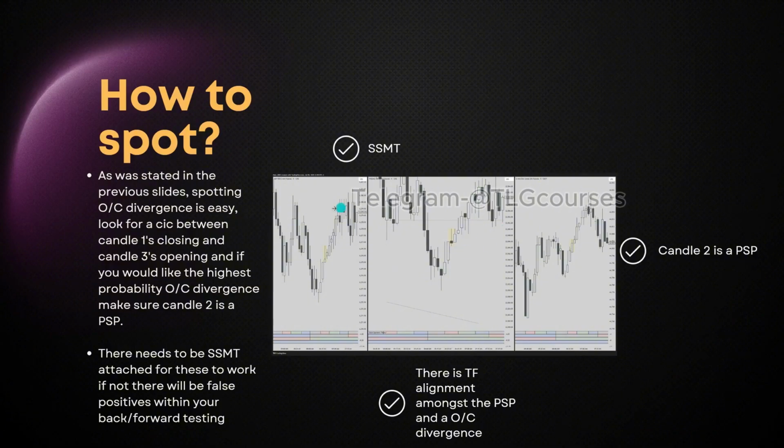And so here's a checklist. Here's an example of an open-close divergence. You have sequential SMT, 90-minute at the lows. And then you have your candle 2 as a PSP, which is right here in this range.